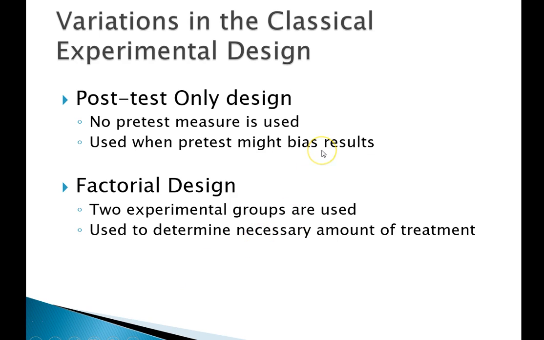Now there are a few variations on the classical experimental design that I'm not sure we talked about before. The first is called the post-test only design, where you do not have a pre-test measure, and this is used when the pre-test might bias your results. There's also the factorial design. This is where you have two experimental groups instead of one. For instance, you might be looking at levels of incarceration versus non-incarceration. So your experimental groups might be low-level supervision and high-level supervision, compared with non-incarcerated.